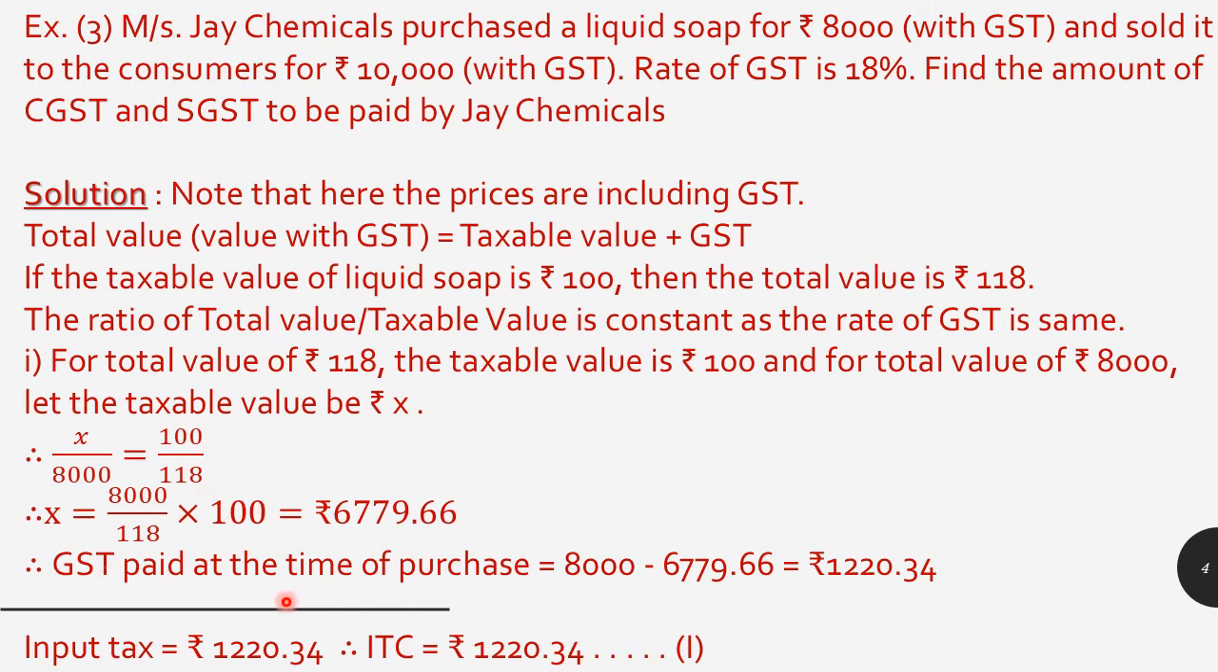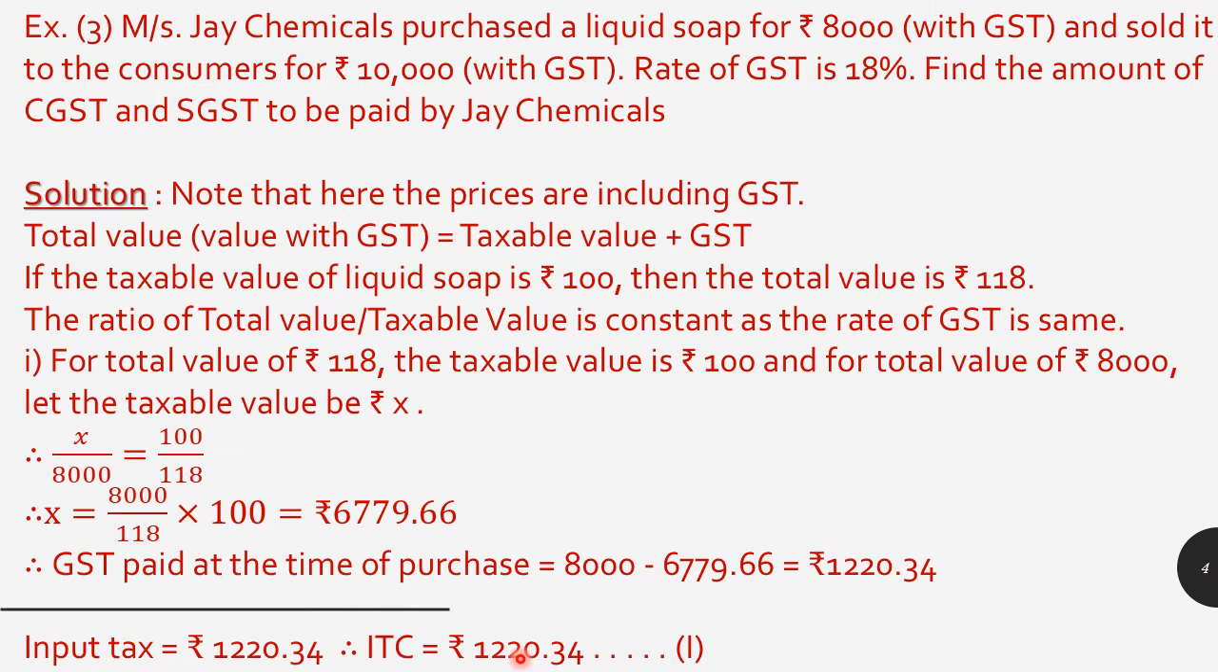Now GST paid at the time of purchase will be, from this total value, if you subtract this taxable value, you get the GST paid. So GST paid is rupees 1220.34. Okay, so input tax is equal to rupees 1220.34. Therefore input tax credit is equal to 1220.34. So input tax credit we found.